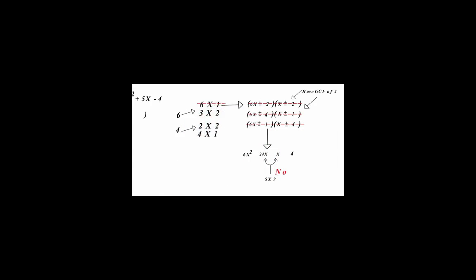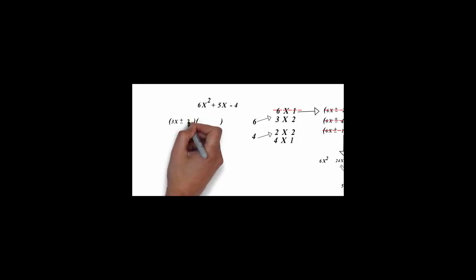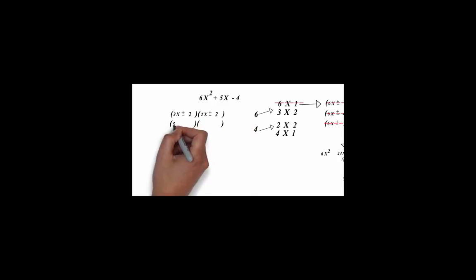Since we now know that the 6 times 1 factor of 6 does not work, we now have to try the 3 times 2. So we set up our parentheses, 3x with 2x, both on the left side of each parentheses. Now we look at our third term, 4. Its factors are still 2 times 2 and 4 times 1. So now we'll set up our possible sets of parentheses.